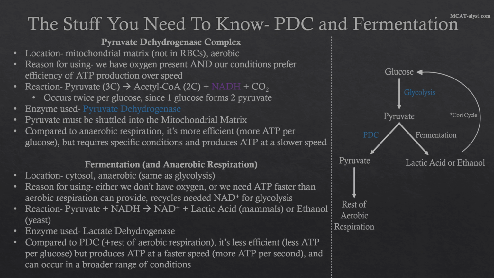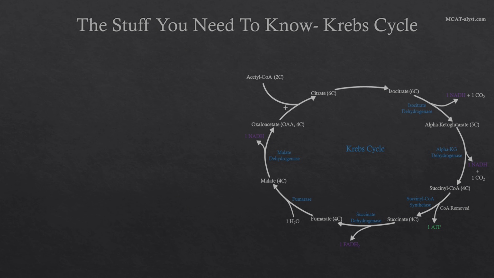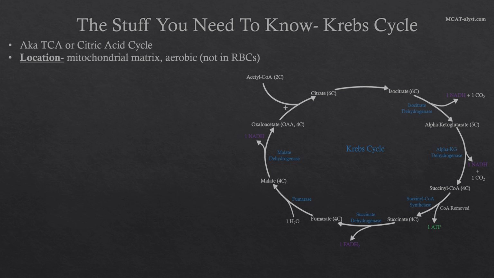Now that we've formed acetyl-CoA through the PDC, we can then send it through the Krebs cycle. The Krebs cycle is also known as the TCA or the citric acid cycle. All of those mean the exact same thing. This is going to occur in the mitochondrial matrix, which also makes it aerobic. And because this is occurring in the mitochondria, it's not going to happen in red blood cells. Again, red blood cells do not have mitochondria. It's going to be promoted by high amounts of acetyl-CoA, which should make sense.